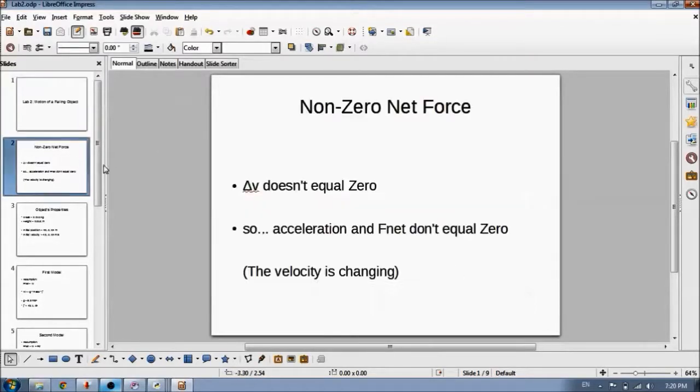If the object was falling, that means that it has a non-zero net force acting on it. And the change in velocity does not equal zero, so the object is accelerating.